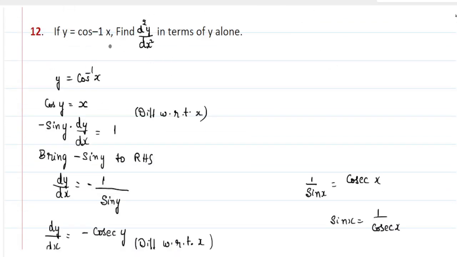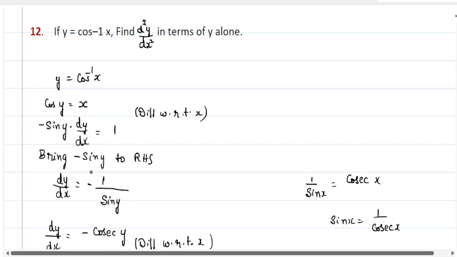If y equals cos inverse of x, find d square y by dx square in terms of y alone. We'll write the given question here. y equals cos inverse of x. This can be written as cos y equals x, right? Now we are differentiating this function with respect to x. So differentiation of cos y is minus sin y into dy by dx. Differentiation of x is 1.